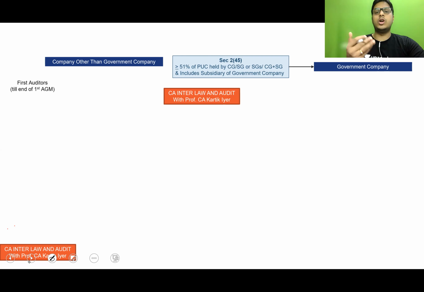Now, first let's go into the company which is other than a government company. In that, for the appointment of the first auditors, we are going to look into the provisions. For the appointment of the first auditors, the board has to appoint within 30 days. If the board fails to appoint, then the members will appoint in the next 90 days. This first auditor will stay in office till the end of the first AGM.